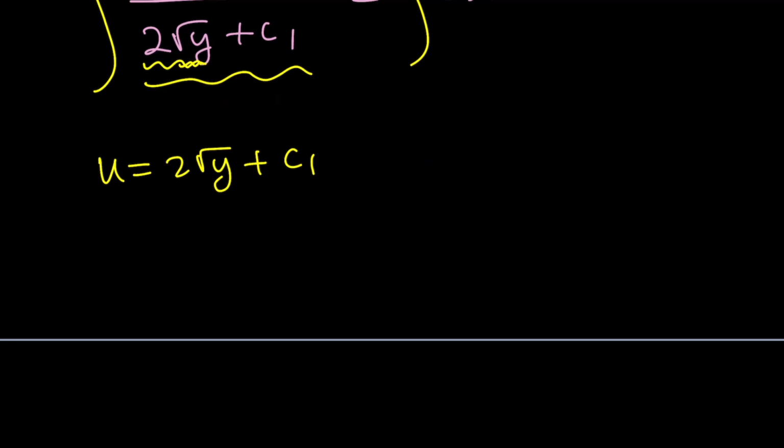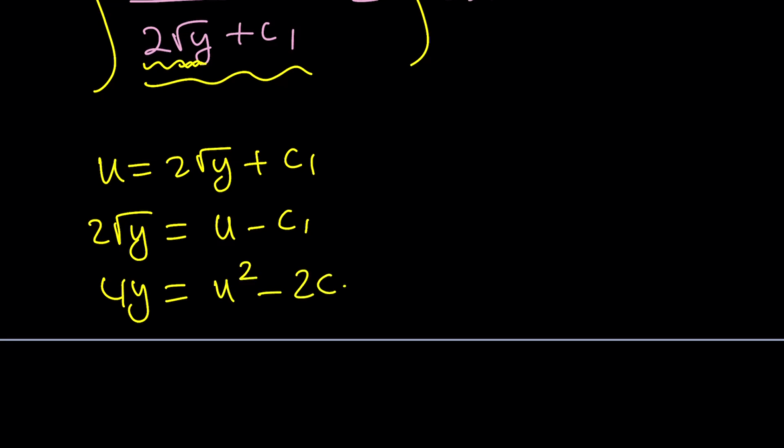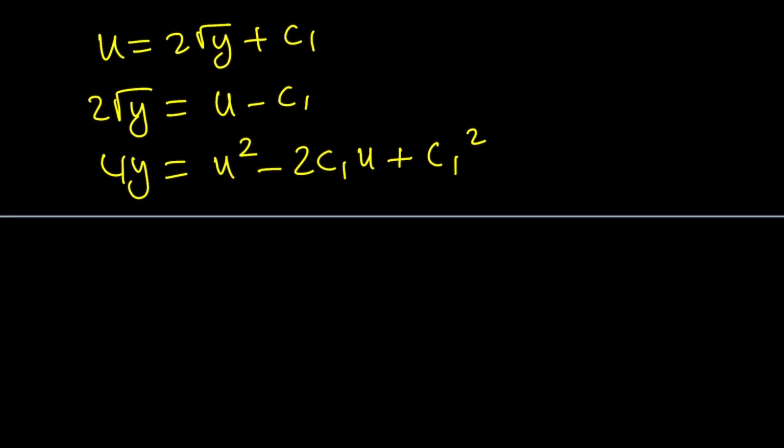And then from here, obviously, my goal is to get to dy. So let's isolate the radical and then square both sides. That's going to give me 4y equals u squared minus 2c1u plus c1 squared. By the way, c1 squared is another constant because c1 is a constant. Make sense? And then you can divide both sides by 4, no big deal, or just differentiate both sides, but without the dx. Make sense? So let's do it. This is going to be 4 dy. And now on the right-hand side, everything you have to write in terms of du. So it's going to be like this.